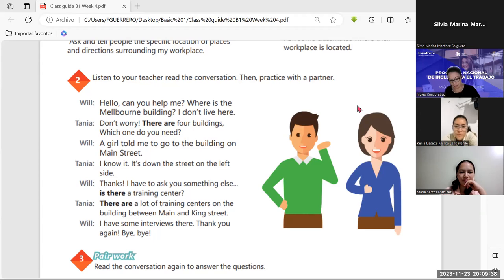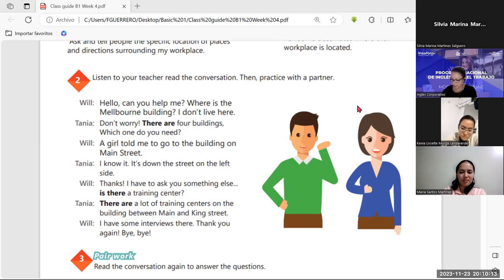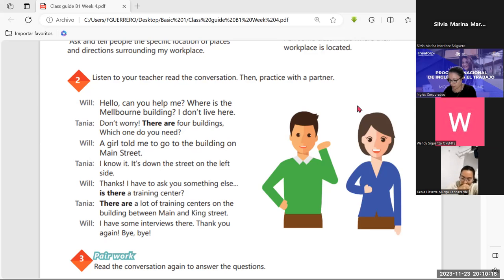Hello, can you help me? Where is the Melbourne building? Building. I don't live here. Don't worry. There are four buildings. Which one do you need? A girl told me to go to the building on Main Street. I know it. Main Street. It's down the street on the left side.